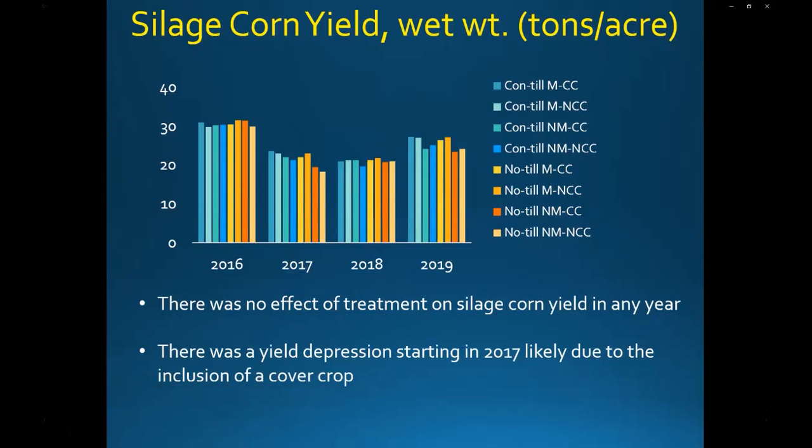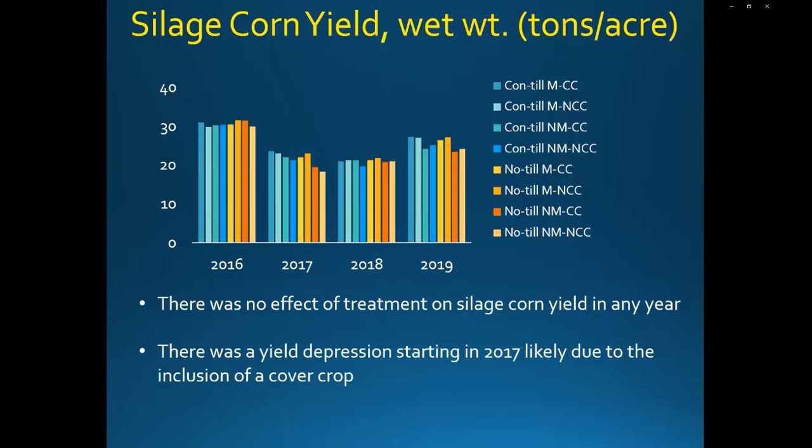And so we have the first bar in each set being manure with cover crop, the second being manure without cover crop, then no manure with cover crop, and no manure with no cover crop. And the same with the no-till plots. So we can see here there was no effective treatment on silage corn yield in any year, although there was a slight yield depression starting in 2017, which is likely due to the inclusion of a cover crop.